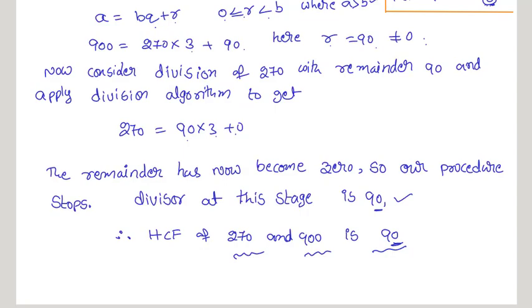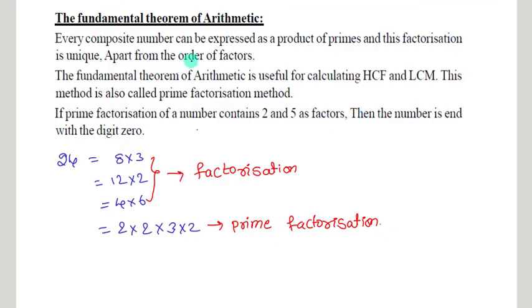Now, let us see the next concept, the fundamental theorem of arithmetic. What is the meaning, or definition, of the fundamental theorem of arithmetic? Every composite number can be expressed as a product of primes, and this factorization is unique, apart from the order of the factors. Firstly we have to understand the word factorization, and afterwards prime factorization.